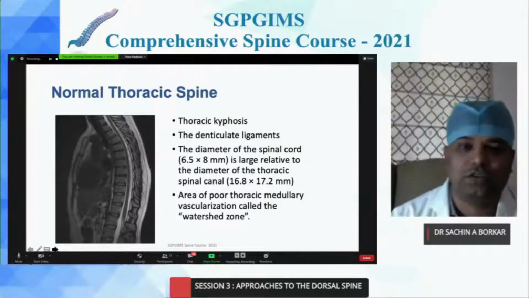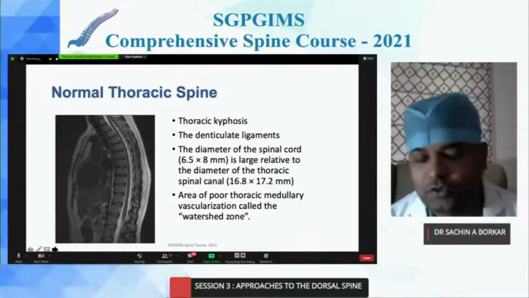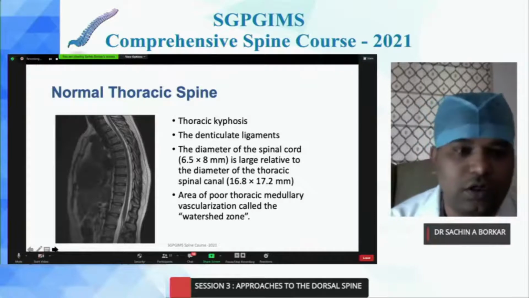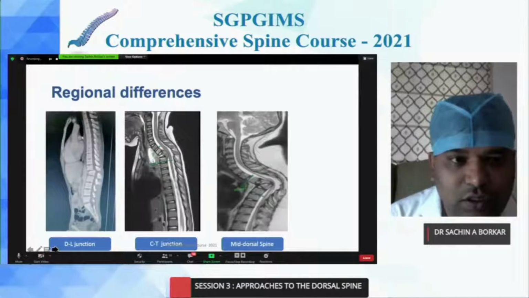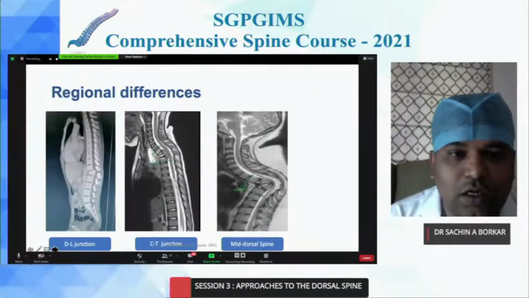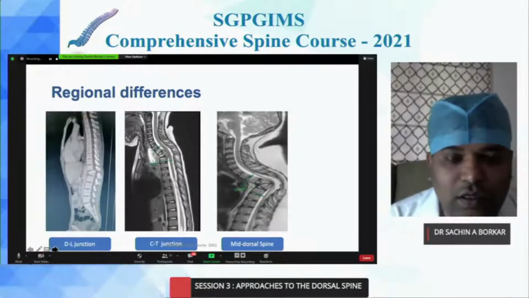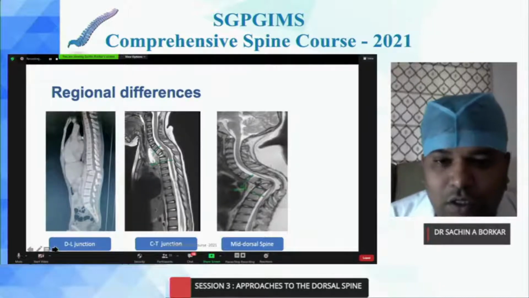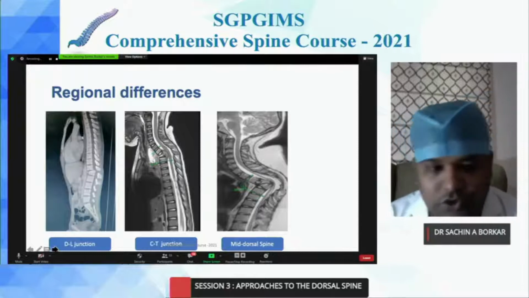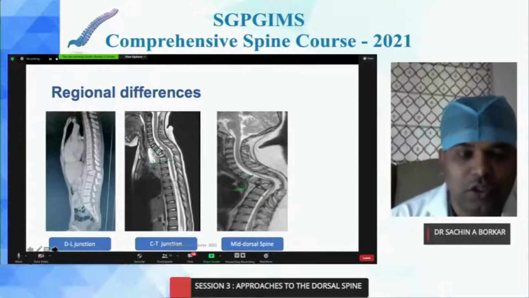Also, there is a watershed area in the mid-dorsal region where the cord is particularly sensitive. Also, there are regional differences as you go from the dorsolumbar junction to the cervicothoracic junction as well as the mid-dorsal spine. There are regional considerations, the level of the sternum, the watershed area. Everything has to be taken into consideration while planning surgical approaches to the dorsal spine.